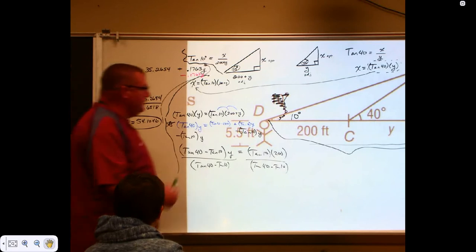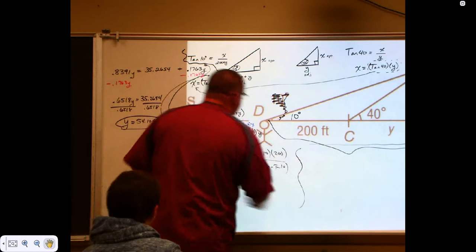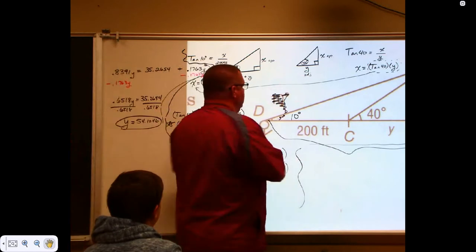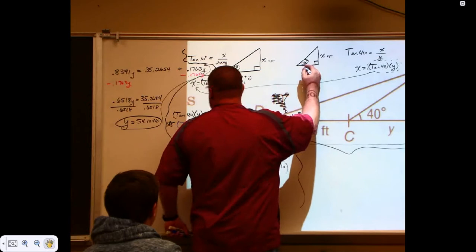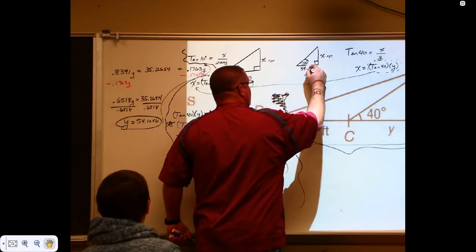How tall you are off the ground. So we've now got to find X. How are we going to find X? Well, I would use this one right here. I would change this now to what? What is Y? 54 point what? 1046.